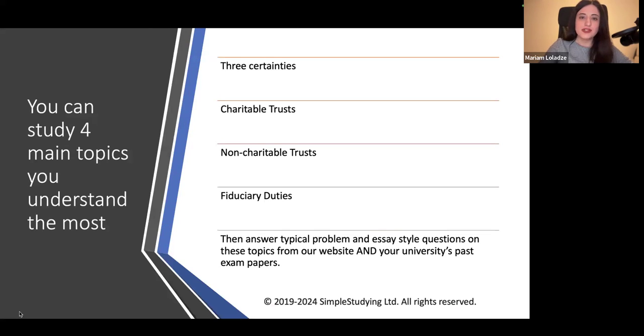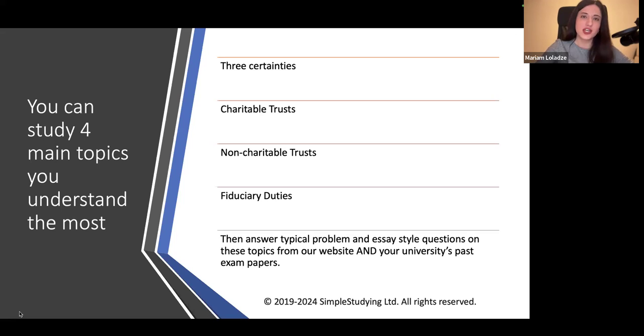For example, 3 certainties, charitable trusts, non-charitable trusts, fiduciary duties are all topics that most likely will come up on your equity and trust exam. However, it depends on the course. Sometimes they change it because they did not cover any of those topics.